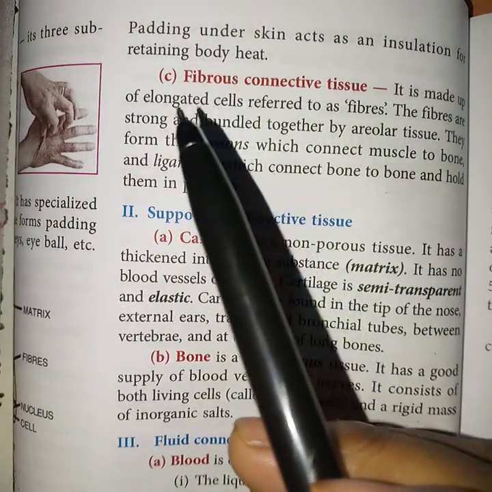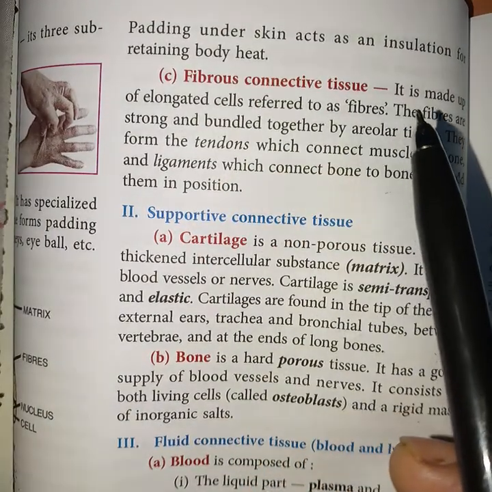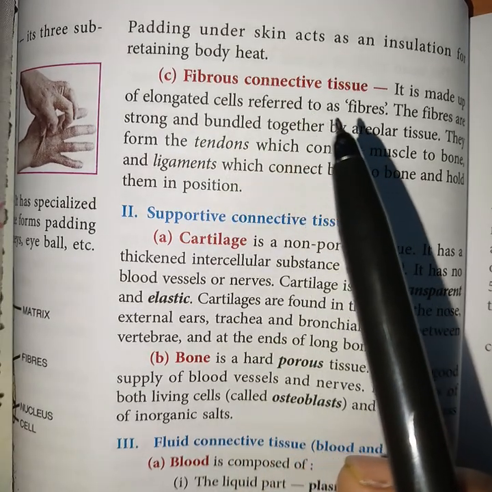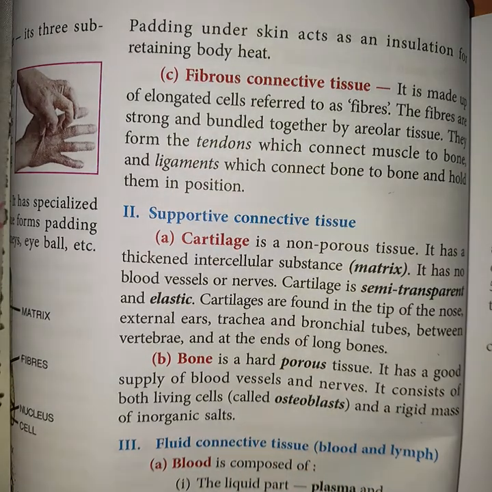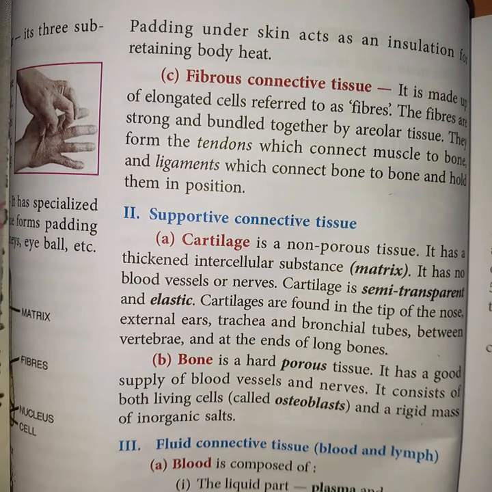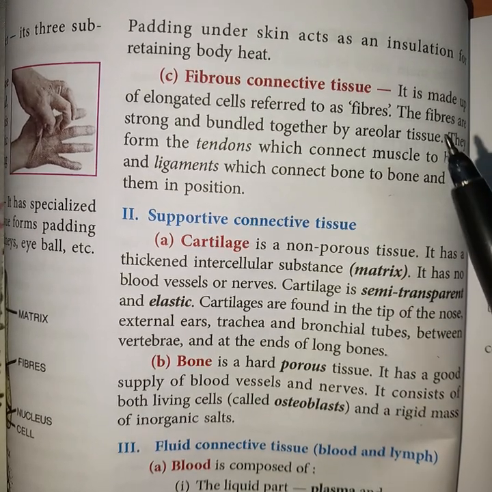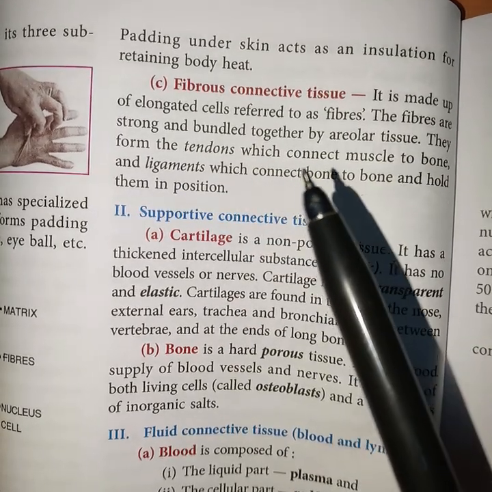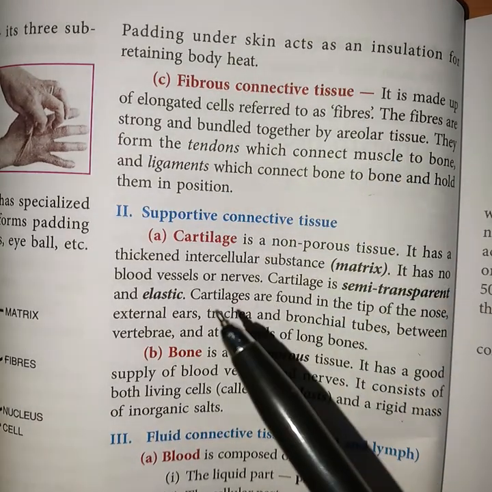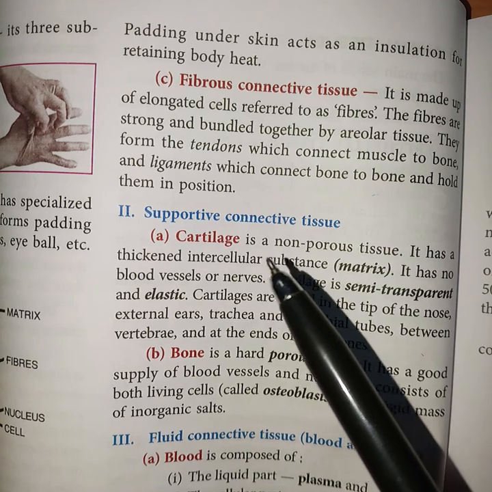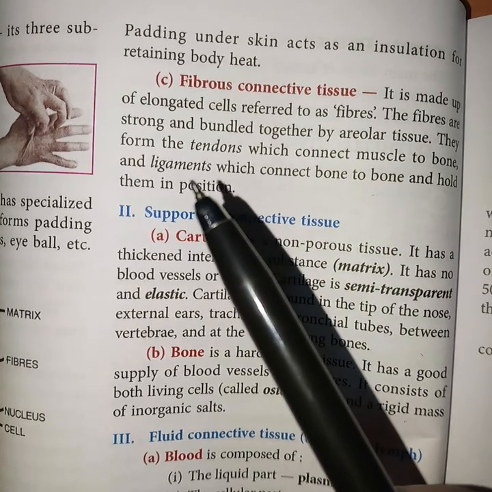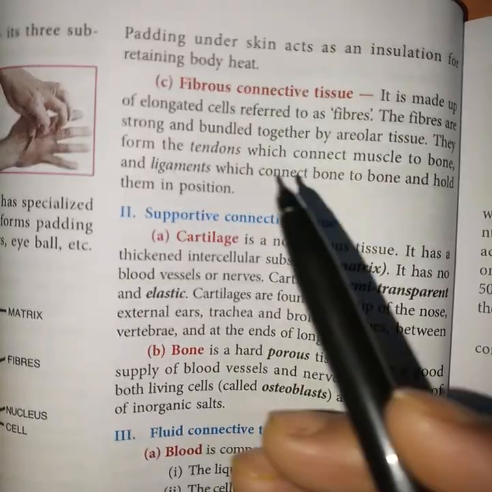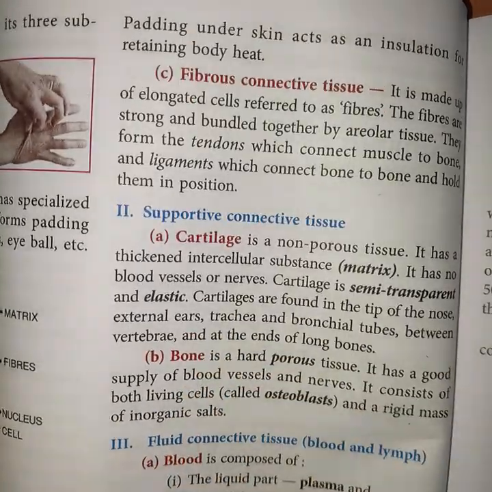Now come to the third, fibrous connective tissue. It is made of elongated cells referred to as fibers. I have shown the figure; the fibers are in between the cells. The tissue is strong and bundled together by areolar tissue. They form the tendons as well as ligaments.